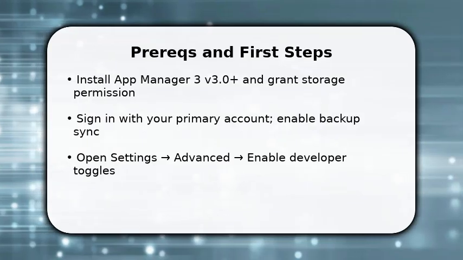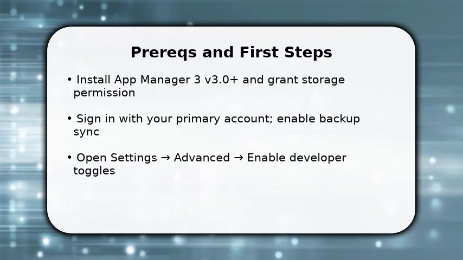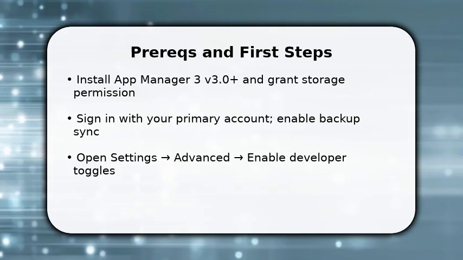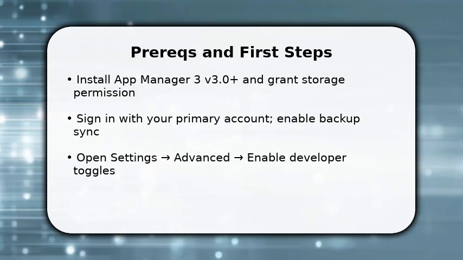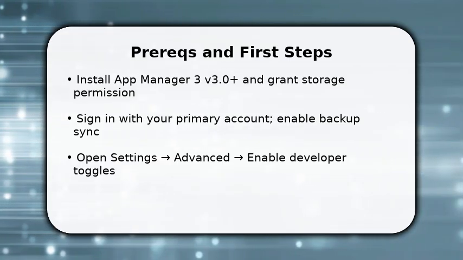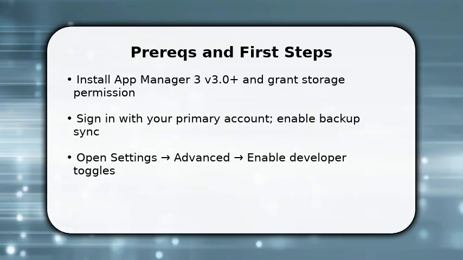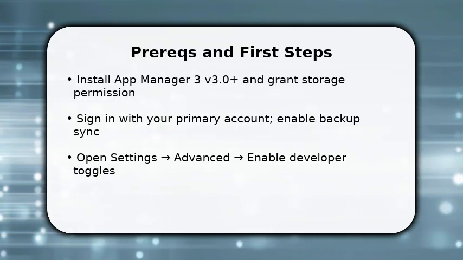You start by confirming essential prerequisites. App Manager 3 installed, storage permission granted, and your primary account signed in so settings persist. Once done, open the app and tap Settings, then advance to Enable Developer Toggles. This unlocks the configuration panels you need.